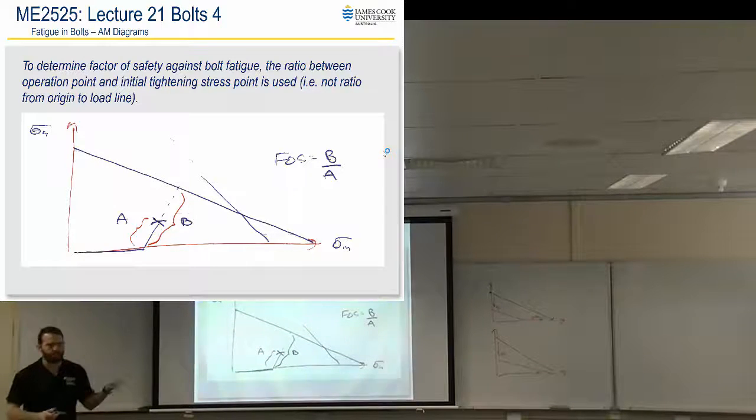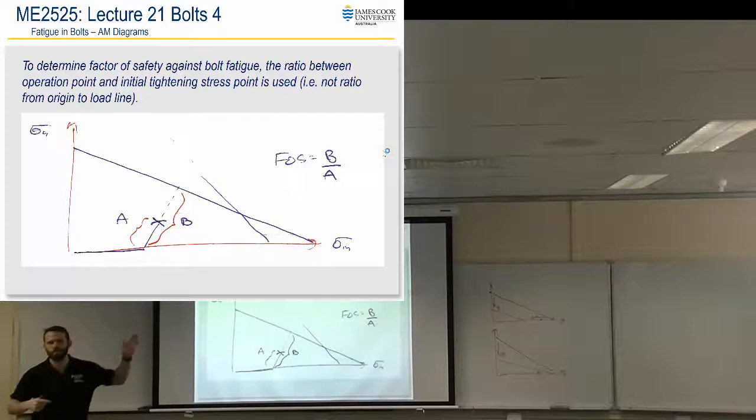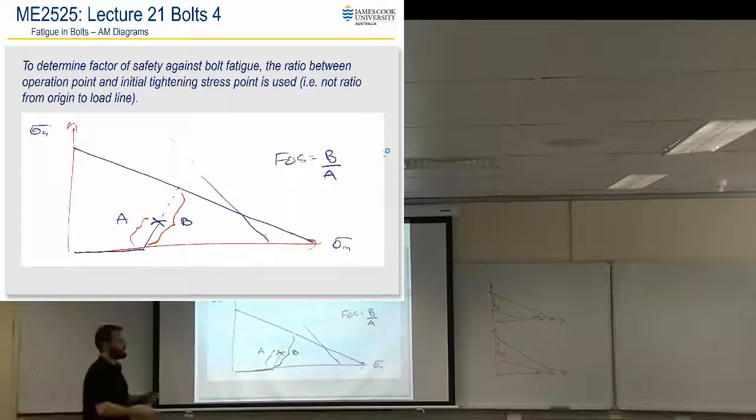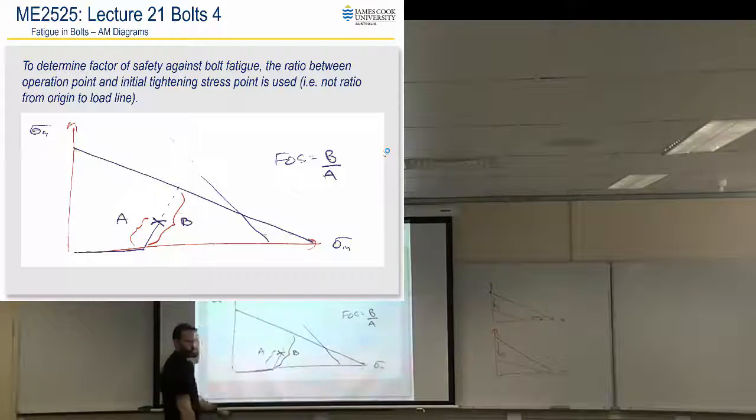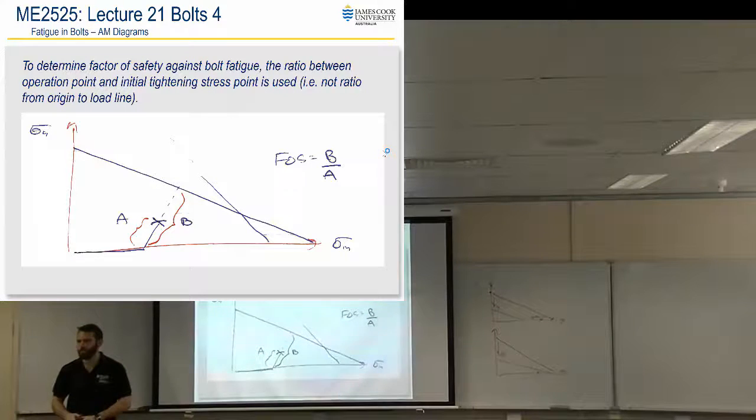So if you know your sigma A operational and you calculate your sigma A allowable based on that load line, the ratio of the two of them will give you the factor of safety. Okay? But not the sigma M, because the sigma M is this distance, and that's wrong. Okay? So there's a few little complex differences with bolts that you just need to get comfortable going through the process.